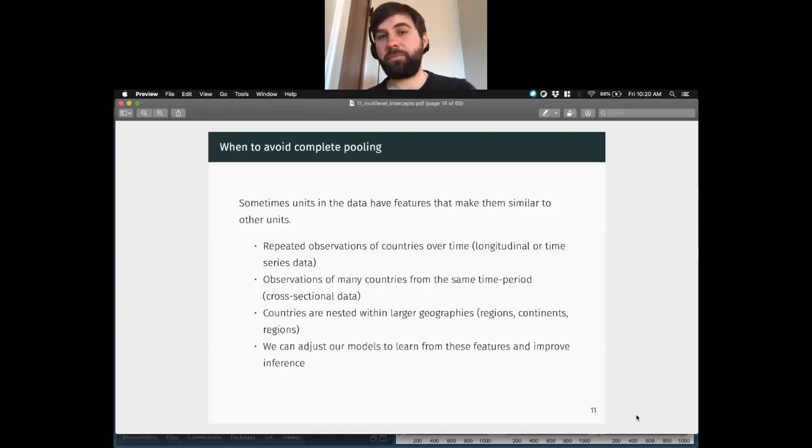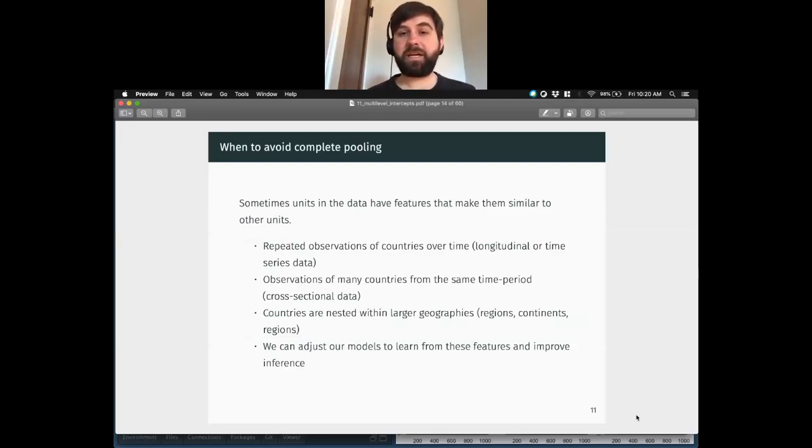But next, we're going to move over to when to avoid complete pooling. Sometimes units in the data have features that make them similar to other units. Like maybe we have repeated observations of countries over time, as we have here. That's called longitudinal or time series data, where we measure countries over time. This is a really common format for data in the social sciences, or in the natural sciences too, if we're looking at sensor data, where we have measurements of the same person or place over time. So those repeated observations give the data structure, and ignoring that is ignoring a really important source of variance in the data.